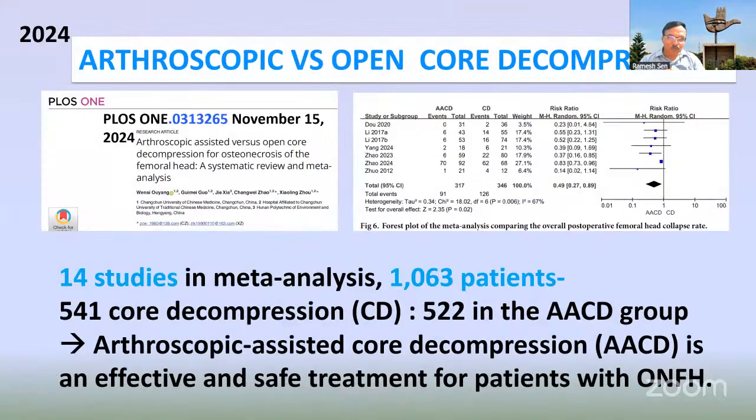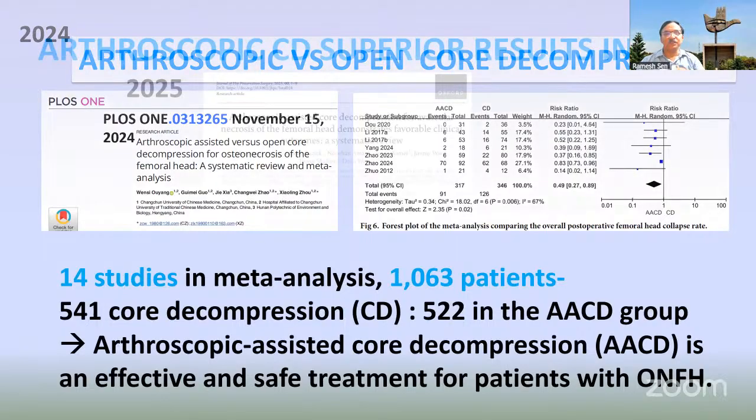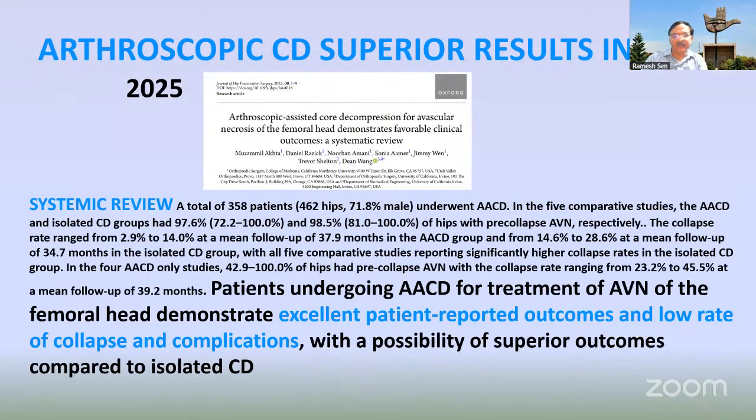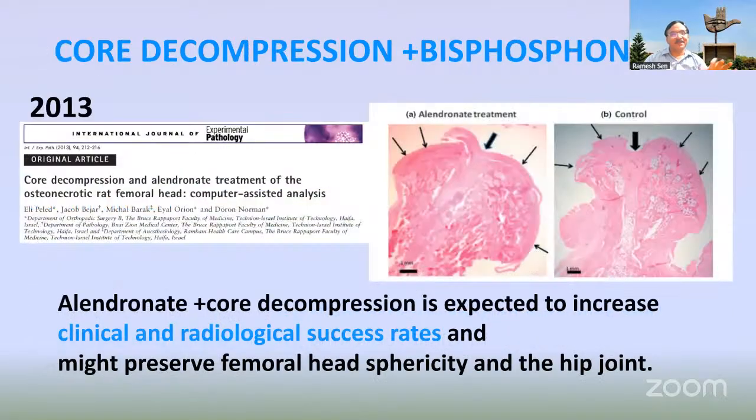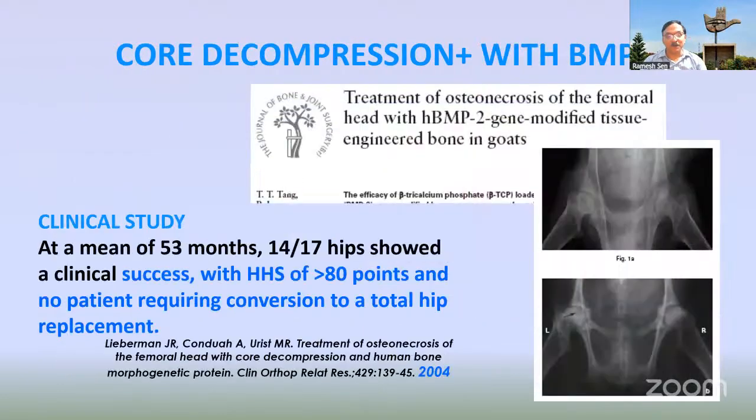People have now moved in some places to arthroscopic, and they found, in another meta-analysis, that arthroscopic versus open core decompression is a safe treatment. Another paper this year has expressed the same thing, that arthroscopic core decompression is a better option. Core decompression can also be combined with bisphosphonates, and they found that it could be a way out.